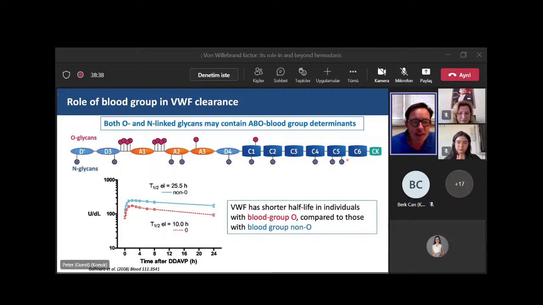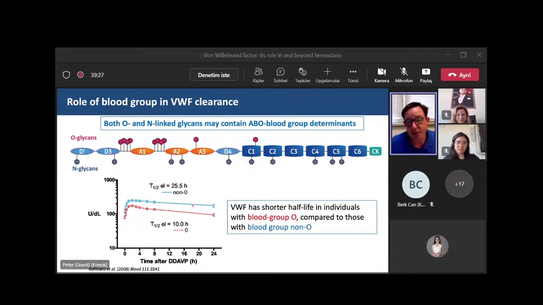The role of glycans in VWF clearance is also apparent from the clearance of blood group O and blood group non-O. If we look at the glycans that are present on the VWF molecule, there are quite some. There are a number of O glycans that are mostly clustered around the A1 domain, and we have some N-linked glycans that are a bit everywhere on the molecule. And each of these glycans is capable of containing ABO blood group determinants. And what we know is that clearance of VWF is more rapid in individuals with blood group O compared to individuals with blood group non-O. There is a few hours of difference in the clearance.